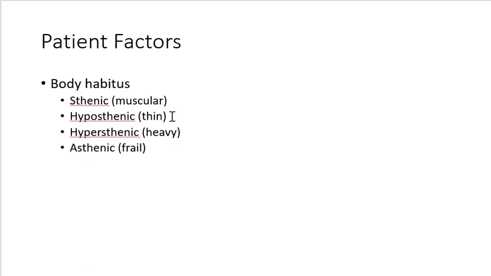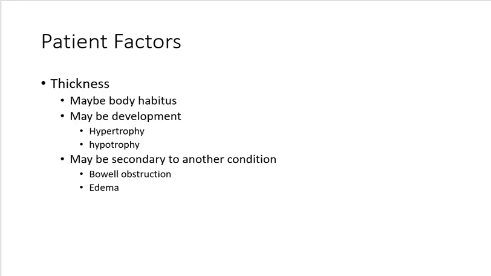And then we have hypersthenic. Now, hypersthenic is a heavy patient or a heavy person. And then asthenic would be somebody who's very, very thin and frail. Those are your older patients who are in nursing homes, really skinny patients who appear to be somewhat emaciated. So your patient factors include thickness. It may be body habitus or it may not be.